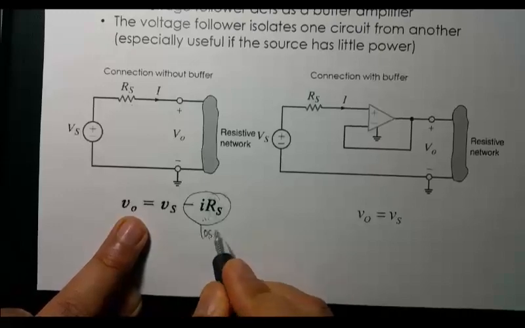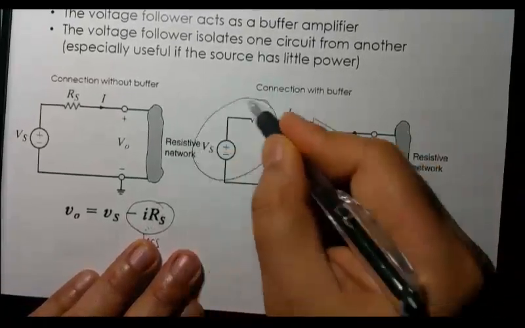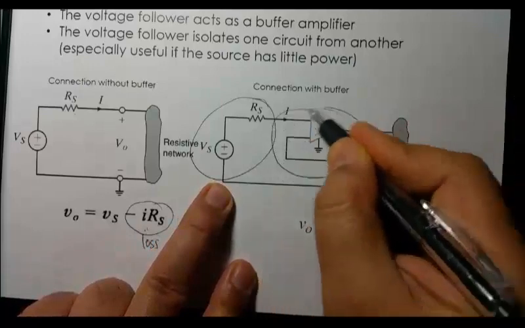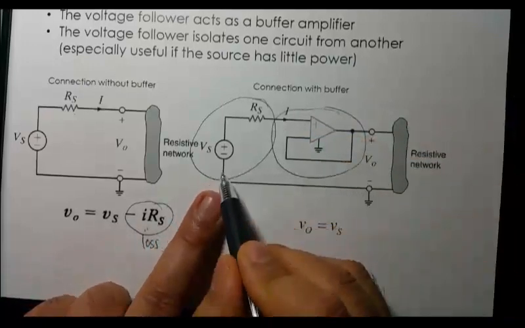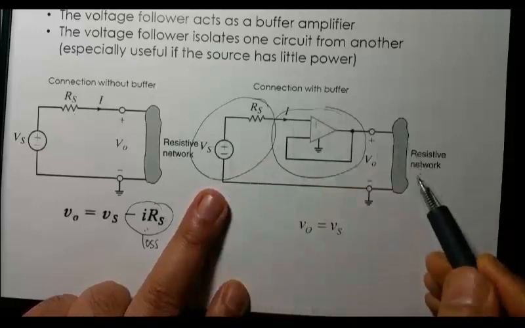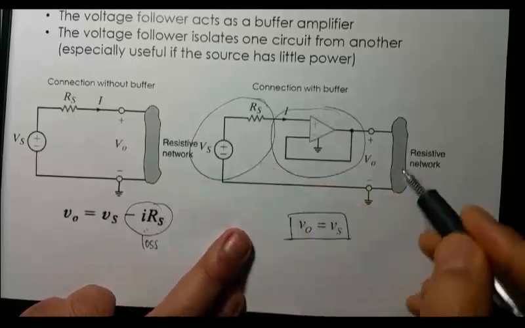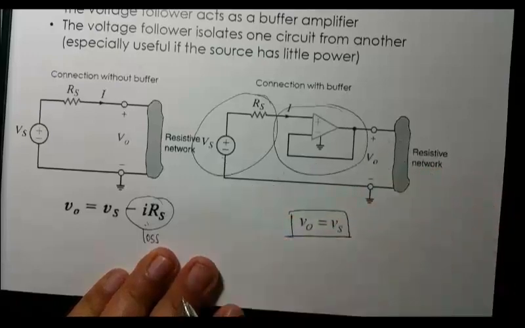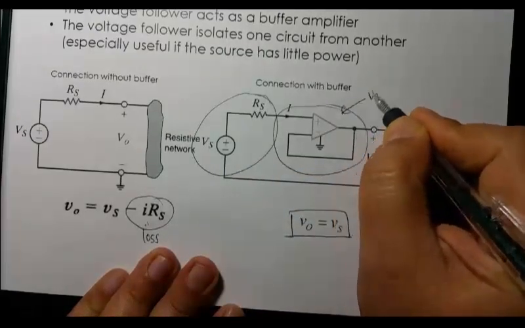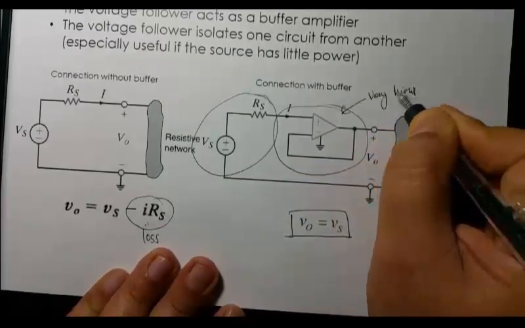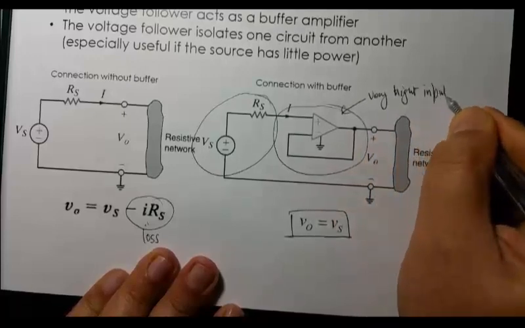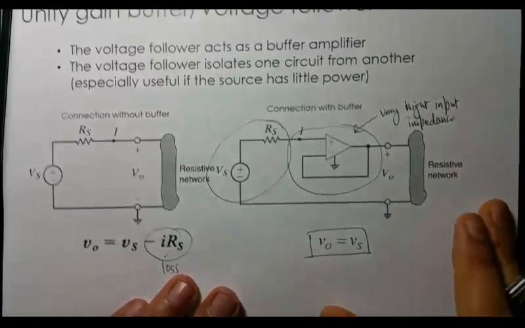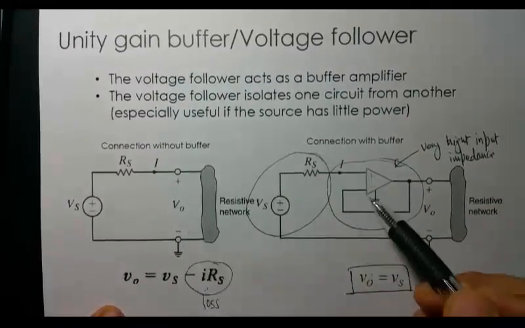This is the loss. But if you isolate this input source from the rest of your circuit with a unity gain OpAmp, then you can transfer almost all the voltage to your circuitry. So your output voltage will be exactly equal to the source voltage, and the voltage you're applying to your circuitry will be exactly equal to the source voltage, without any loss. Why? Because it has very high input impedance. You can well isolate any circuitry like that. That's the main use of a unity gain amplifier.